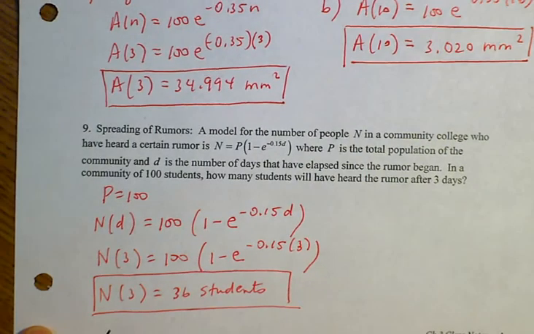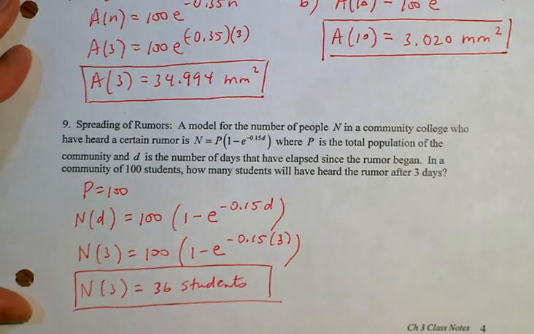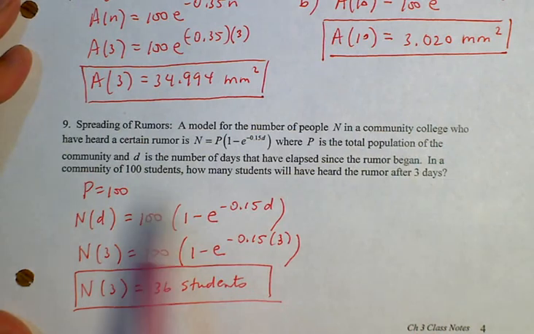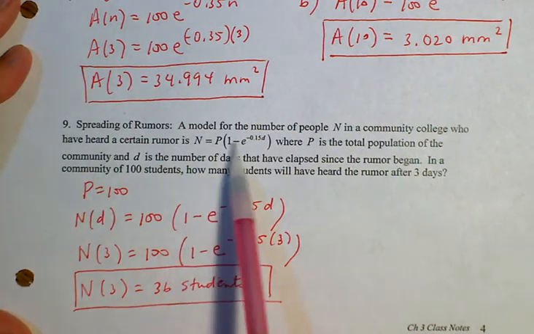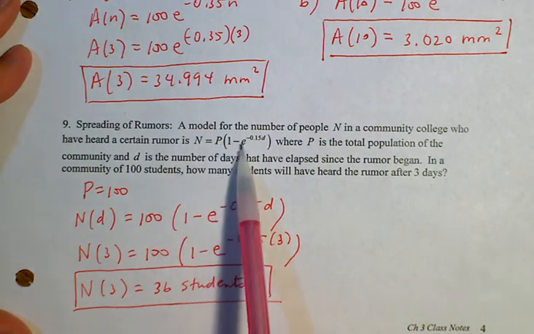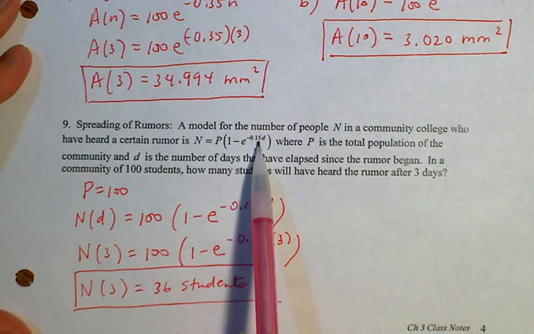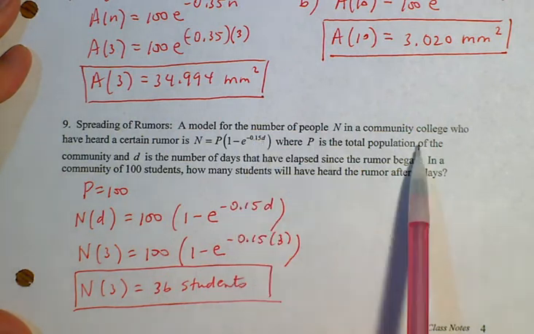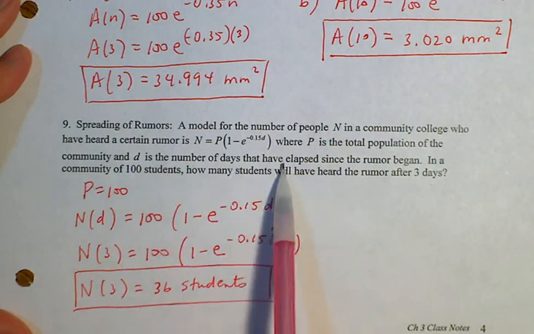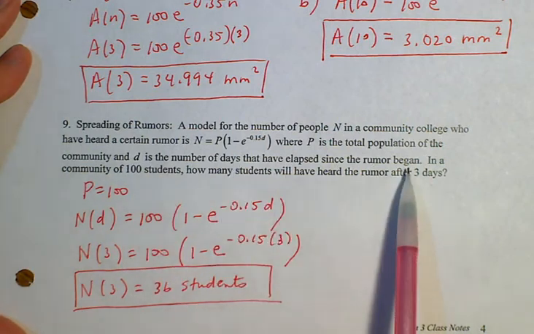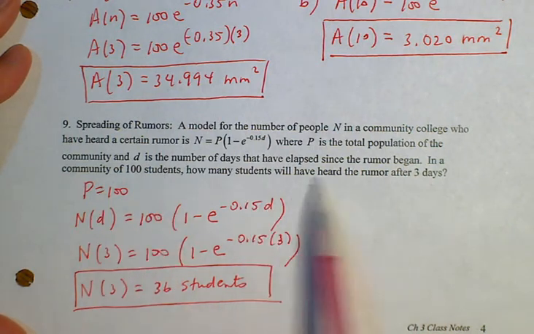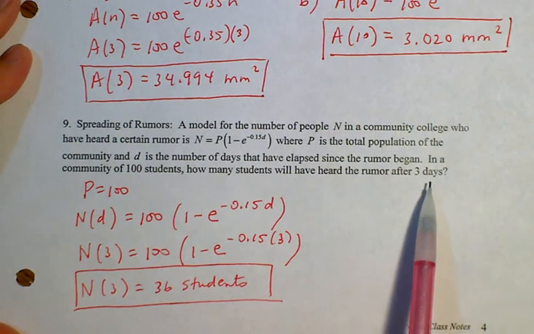All right, the last problem is on spreading of rumors. A model for the number of people n in a community college who have heard a certain rumor is given by this equation here. N is equal to P quantity 1 minus e raised to the negative 0.15D, where P is the total population of the community, and then D is the number of days that have elapsed since the rumor began. In a community of 100 students, how many students will have heard the rumor after 3 days?